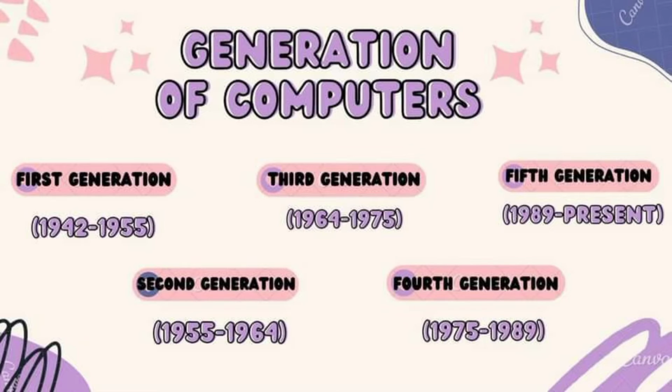So the first generation started from 1942 to 1955. The second generation started at 1955 to 1964. The third generation started at 1964 to 1975. The fourth generation started at 1975 to 1989, and the fifth generation started from 1989 to our present time.